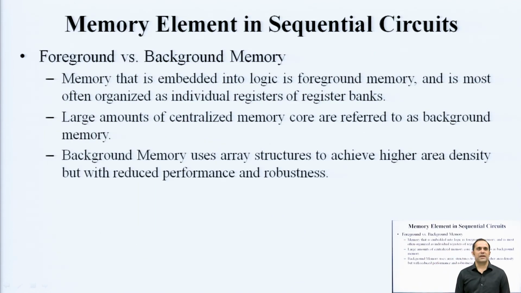Let us discuss these memory elements. In sequential circuits, if you remove memory from that, you are left with a combinational block only. So, a large basis of classification of a sequential circuit is what kind of memory you are using. A memory that is embedded into logic is known as foreground memory. It is one of the most organized ways, with individual registers forming a register bank. Large amounts of centralized memory core are referred to as background memory. A system with background memory can be called a background sequential circuit. A system with foreground memory can be considered a foreground sequential circuit.